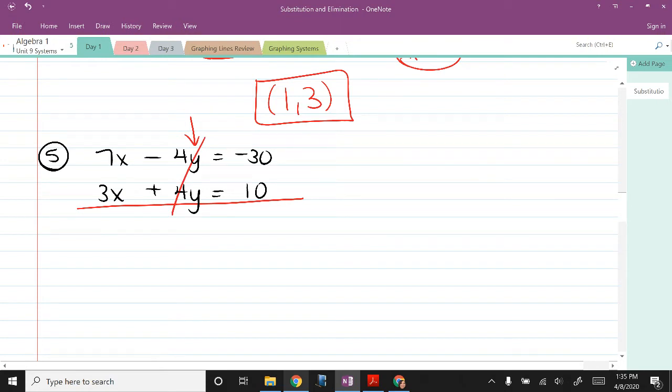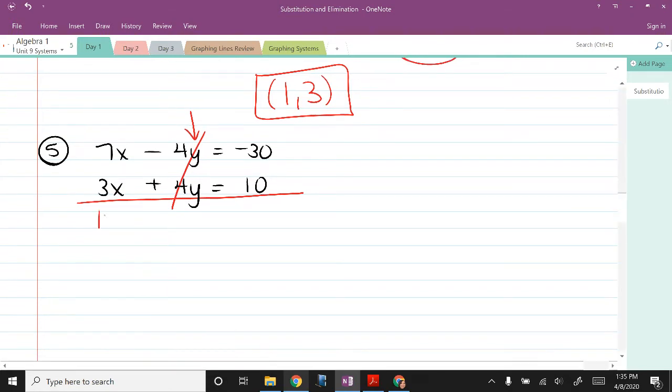And now I'm going to go combine my x's. Positive 7x plus 3x is 10x. So I'm going to write that down. Come over here. I'm going to have a gap right there where my y's are. That's okay. And then I do my constants. Negative 30 plus 10 is negative 20. And then I divide by 10 on both sides.